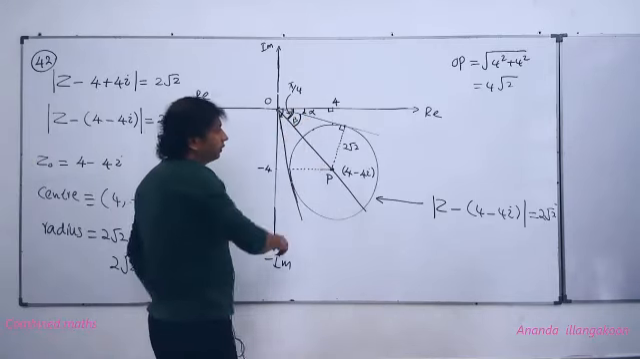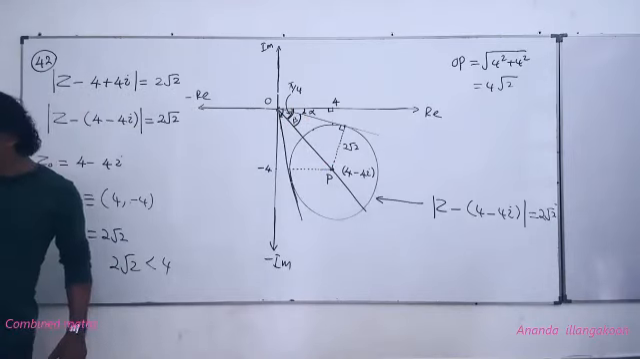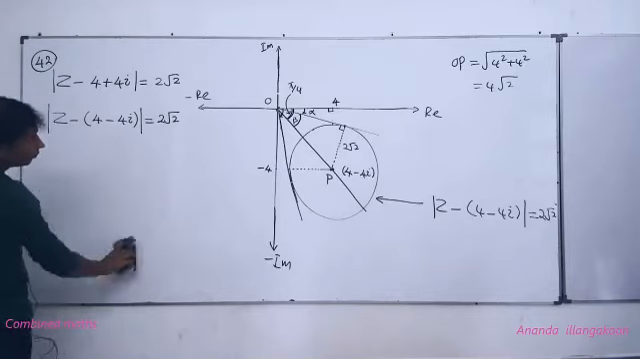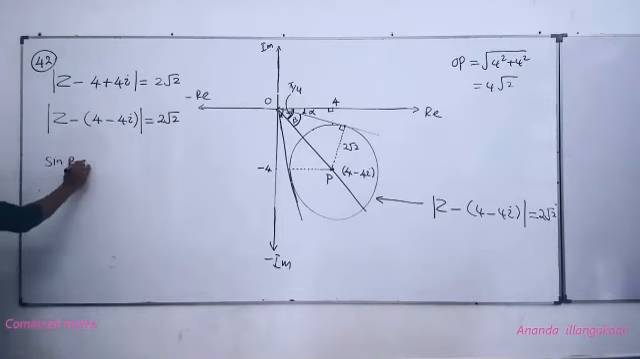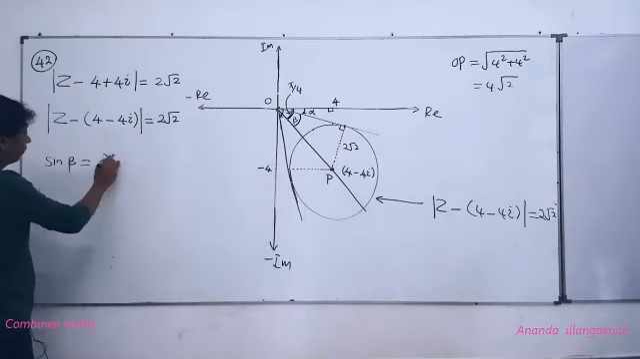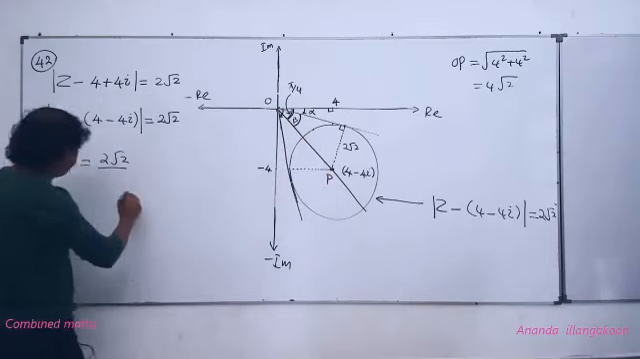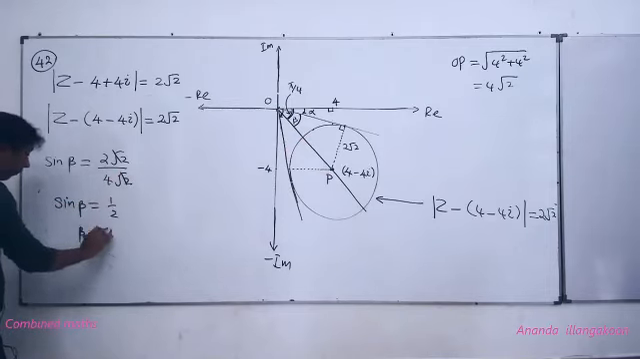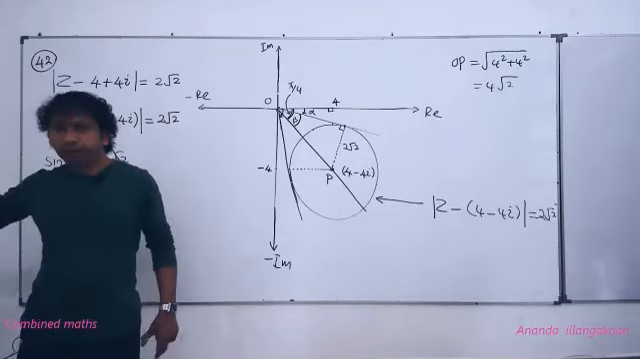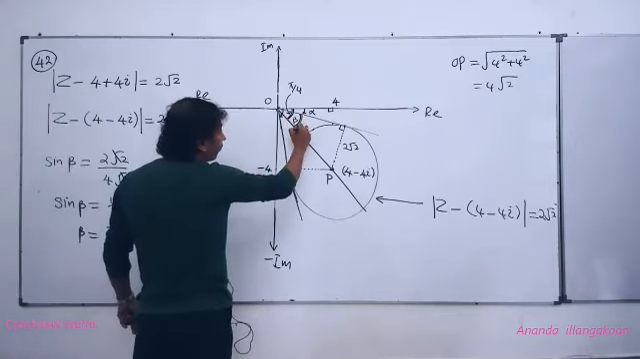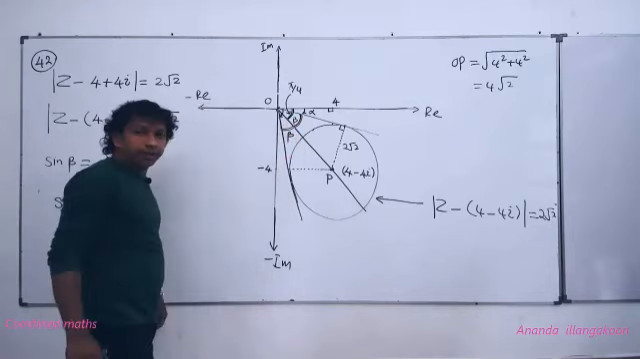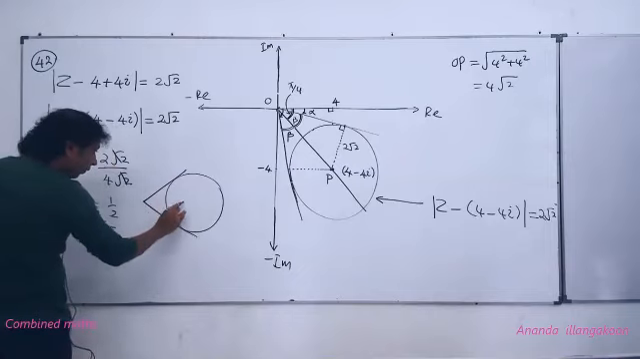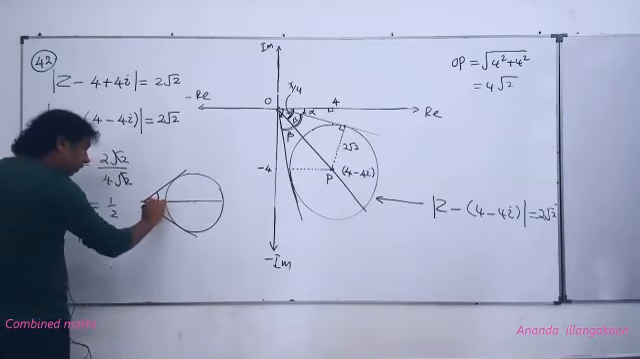Then we can write sine beta. What is sine beta? Opposite side 2 root 2, hypotenuse O to P is 4 root 2. This and this you can cancel down. Sine beta is half, so beta is pi by 6. If this is beta, then this is also beta. Why? You know the geometrical result: when we construct two tangents from an exterior point to a circle and join this point to the center, this line bisects the angle. These two are equal.